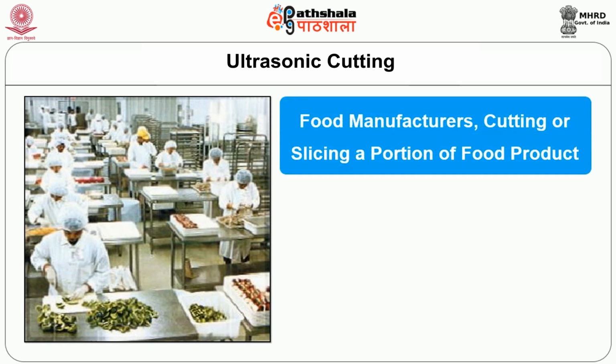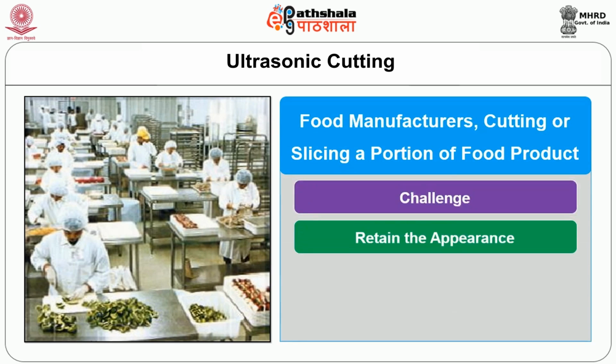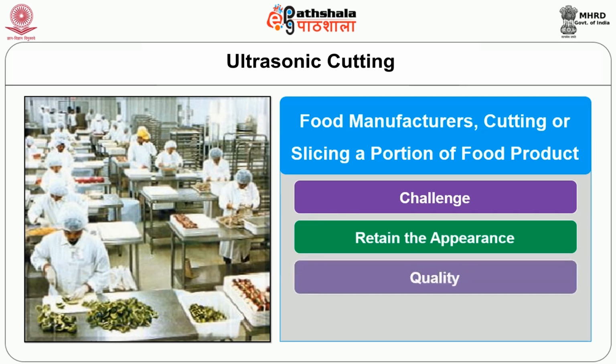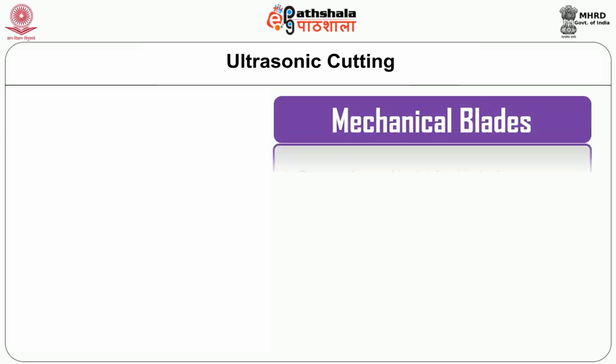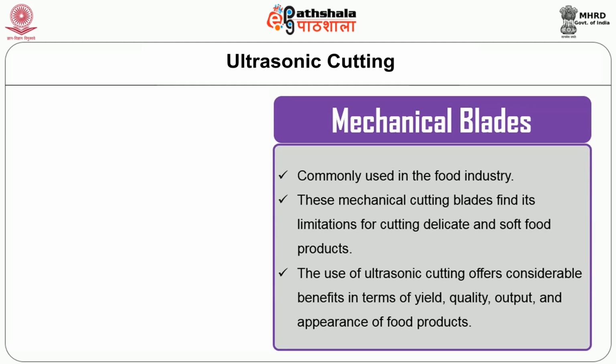For any manufacturers, cutting or slicing a portion of food product is always a challenge, especially to retain the appearance, quality and presentation of the finished product. Mechanical blades are commonly used in the food industries. These mechanical cutting blades find their limitations for cutting delicate and soft food products. The use of ultrasonic cutting offers considerable benefits in terms of yield, quality, output and appearance of the food products.